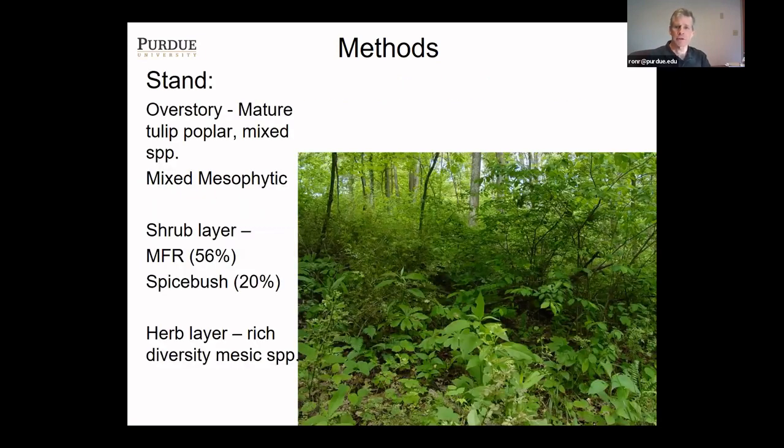The overstory was mixed mesophytic with a high component of tulip poplar. The shrub layer was dominated by Multiflora Rose and spicebush. Multiflora Rose comprising 56% of the ground cover, spicebush comprising 20%. We had a pretty diverse, rich herbaceous layer in there as well.